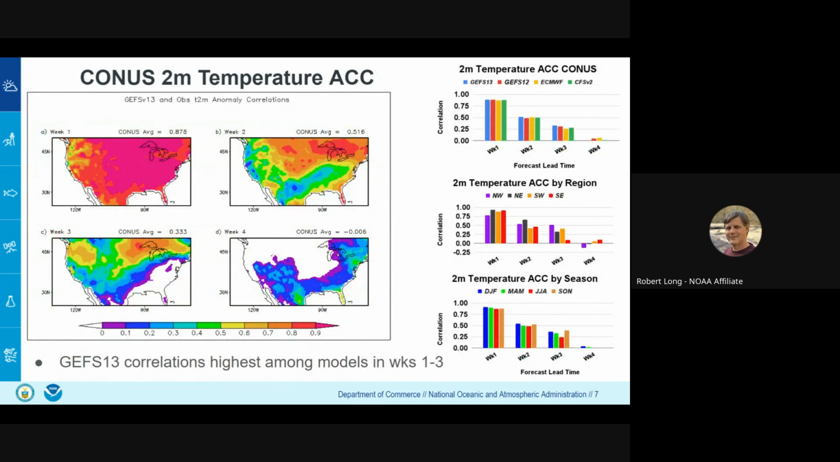When we take a look at anomaly correlations, these are promising results as well. The GEFS13 has the highest correlations relative to the other models in weeks 1 through 3. They're very close, but GEFS13 is just slightly higher. And when we look in the lower right-hand corner, we see that the correlations are consistent across the 4 seasons at each forecast lead. The correlations decrease sharply from weeks 3 to 4 in GEFS13, but that is the case with all of the hindcast systems.